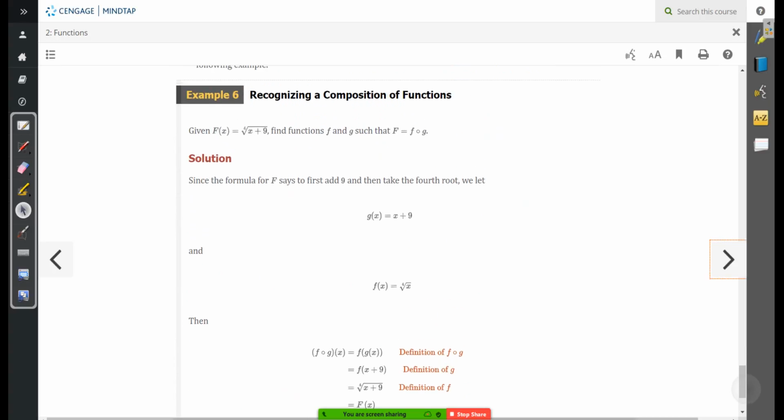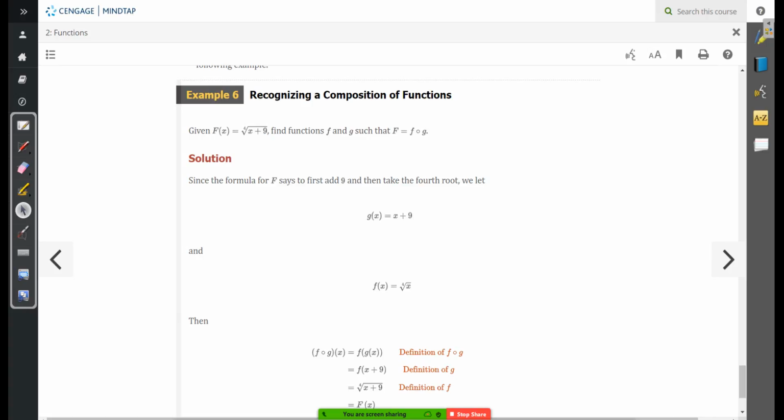Okay, so recognizing a composite function. You've seen composite functions already before in many ways. It's just now we are naming it. We name it a composite function now.